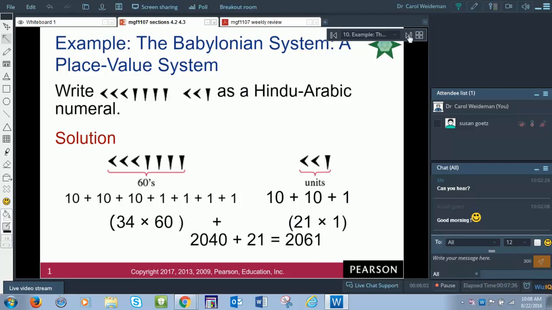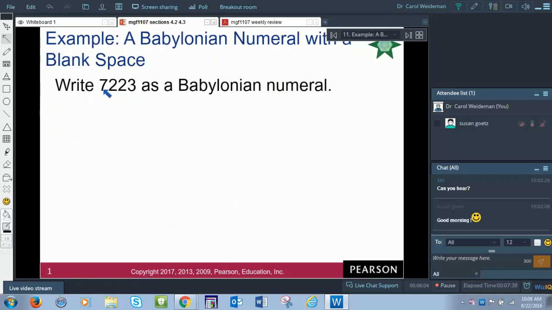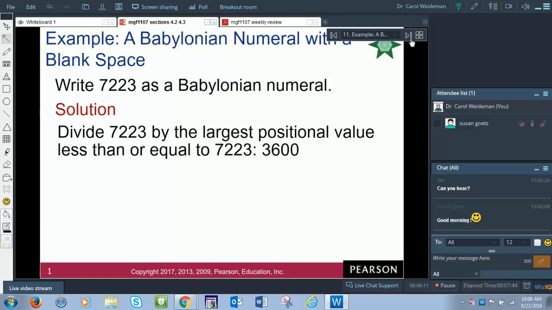All right, let's go the other way. So let's take a number in our Hindu-Arabic system and translate it over to the Babylonian. Now what you do is you divide the number you're trying to write in the other system by the largest positional value less than or equal to the number.